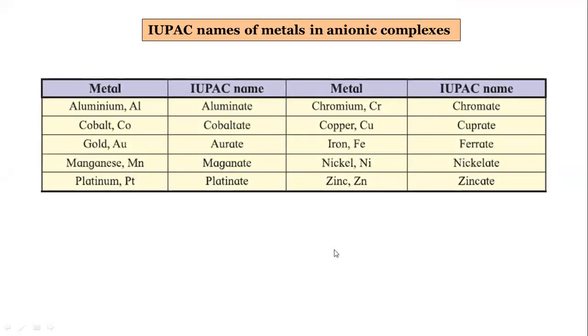This is also explained when the complex is an anionic complex, how the name of the metal changes. If aluminum is there, it will be aluminate. If cobalt is there, it ends with ATE. This is required when the complex is anionic. And how to identify that the complex is anionic? Because the complex contains a negative charge. And if the complex contains a positive charge, there is no change required in the name of the metal.